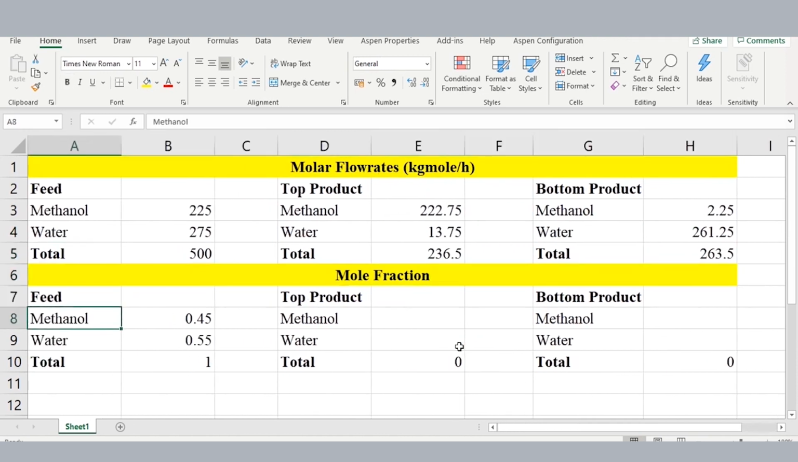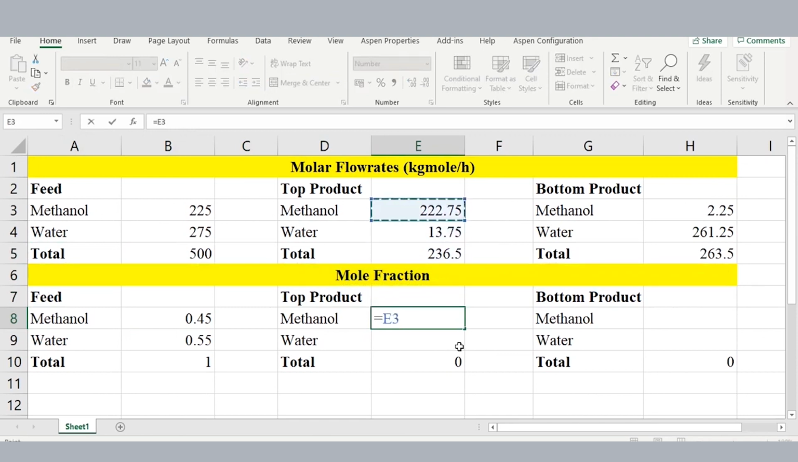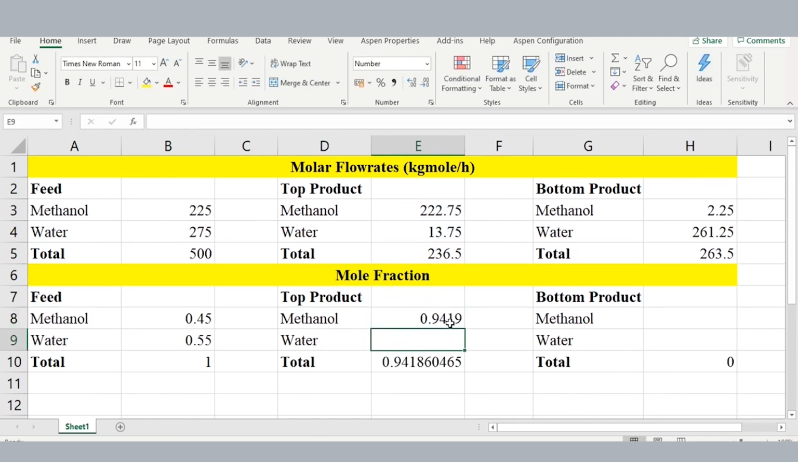Now we have to compute the mole fraction. The mole fraction is calculated by simply dividing methanol by the total amount. It means it is 0.9419. Similarly, 13.75 divided by 236.5 gives us the mole fraction of water in the top product. As you see, methanol recovery is 99%, but the mole fraction is 0.9419 in the top product.